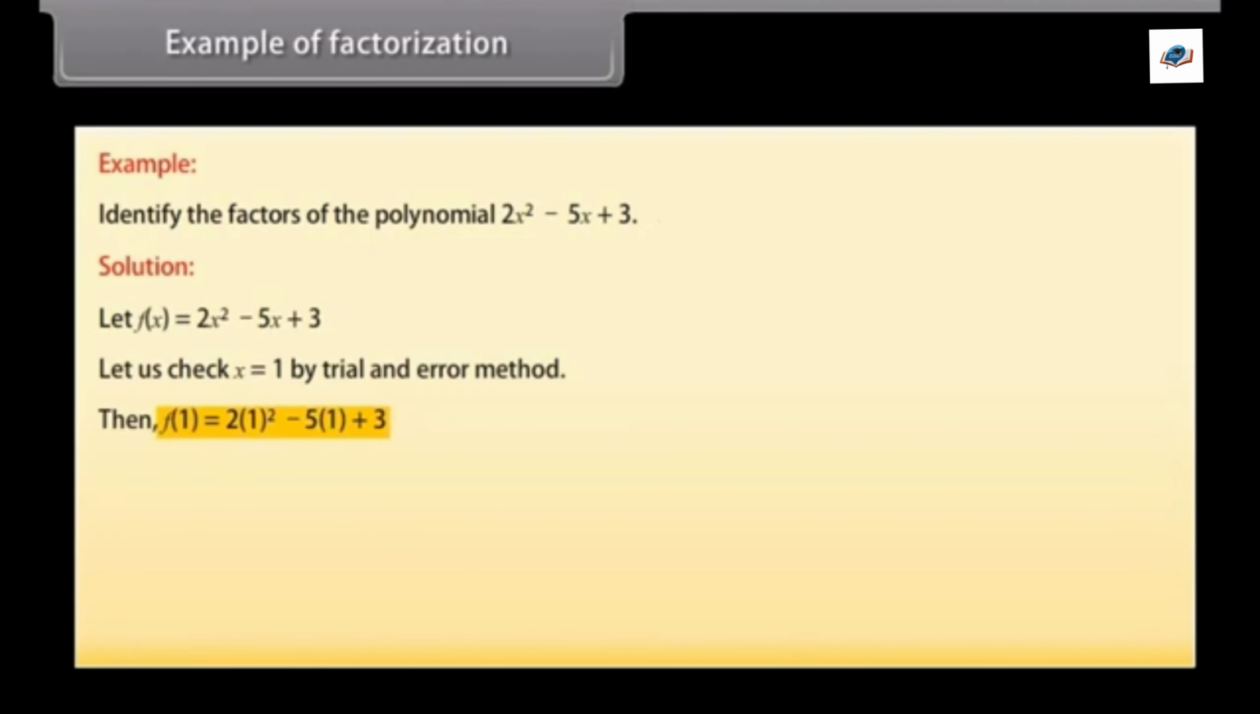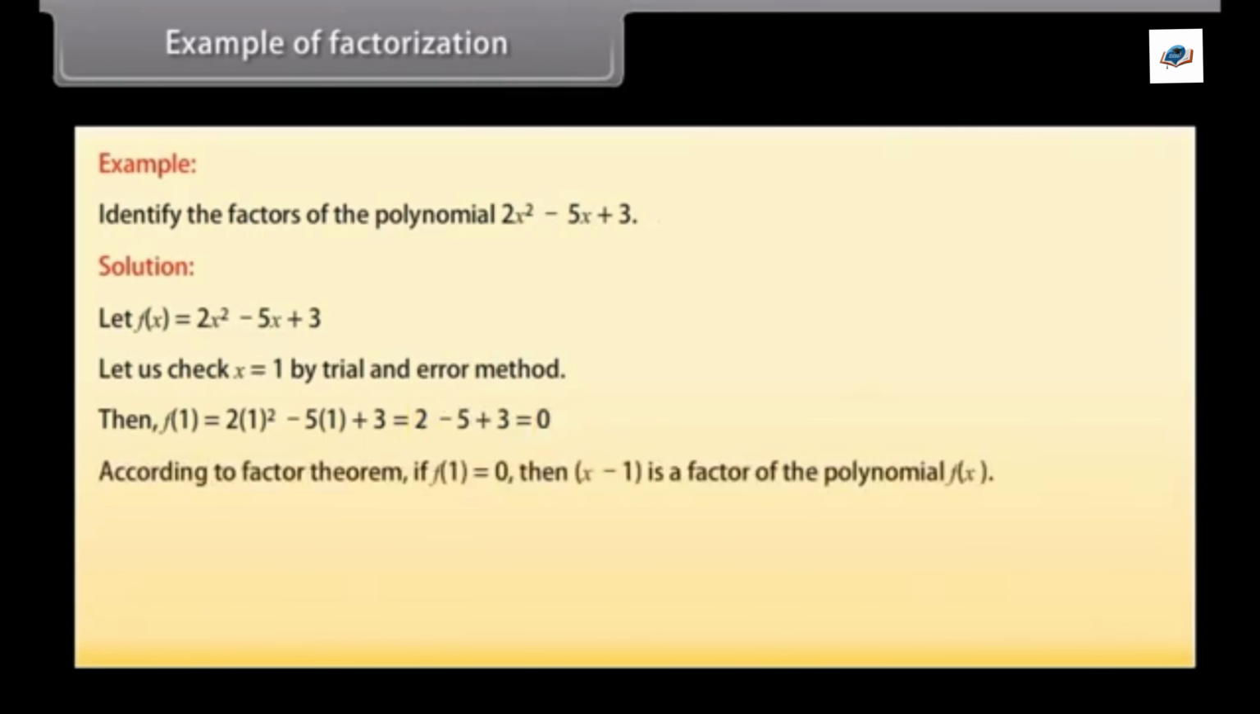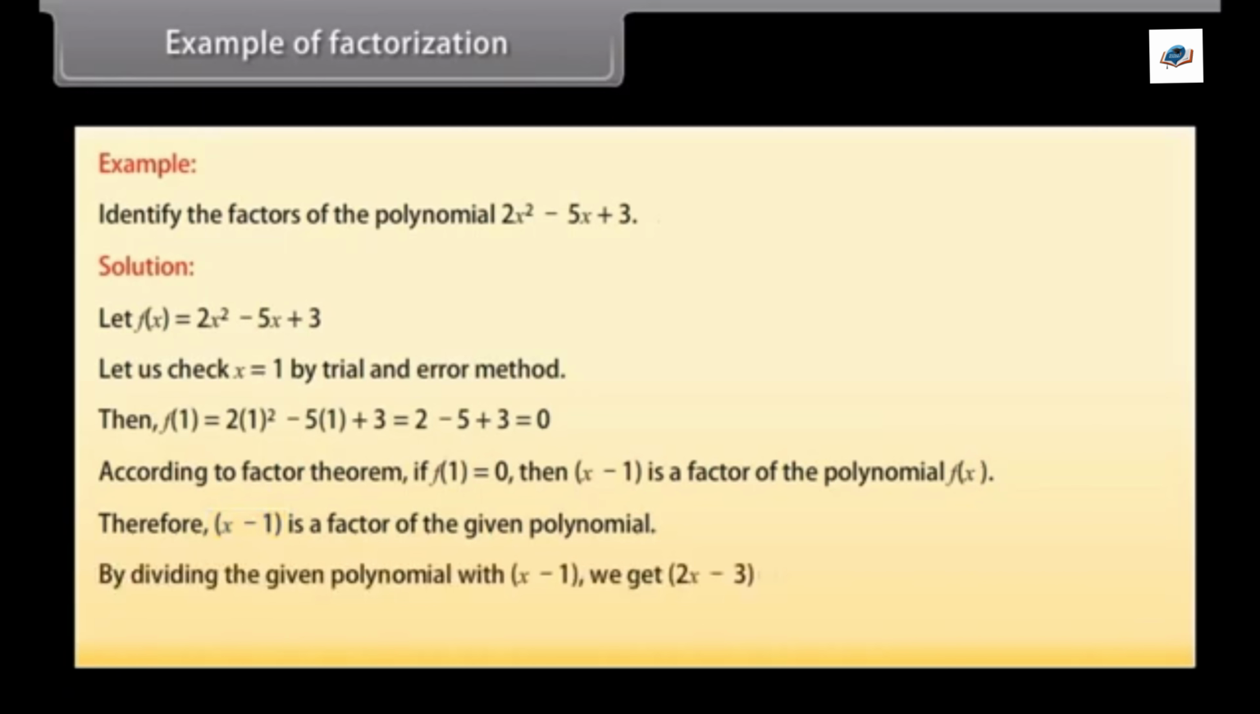f(1) = 2(1)^2 - 5(1) + 3 = 2 - 5 + 3, which equals 0. According to the factor theorem, if f(1) = 0, then x - 1 is a factor of the polynomial f(x). Therefore, x - 1 is a factor of the given polynomial. By dividing the given polynomial by x - 1, we get 2x - 3. So, the factors of the given polynomial are 2x - 3 and x - 1.